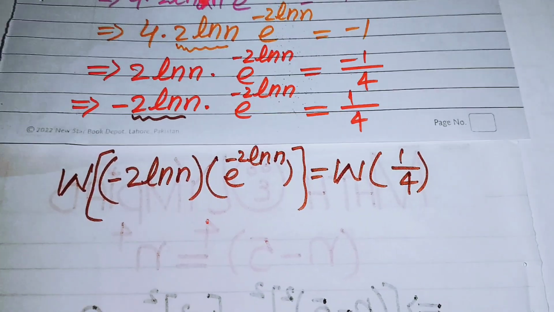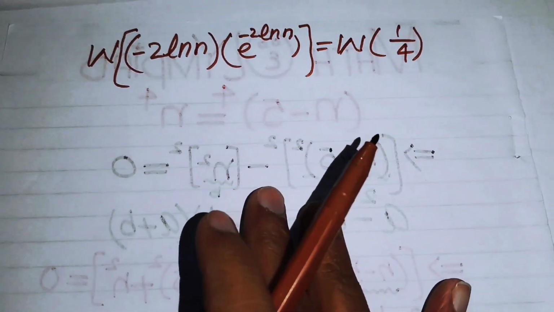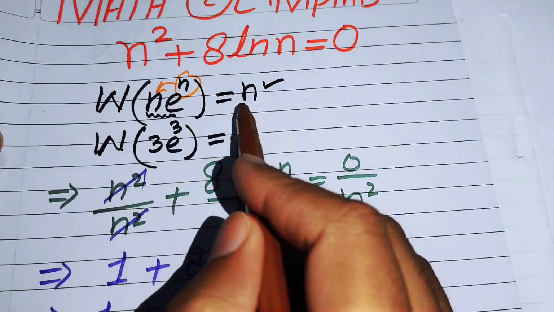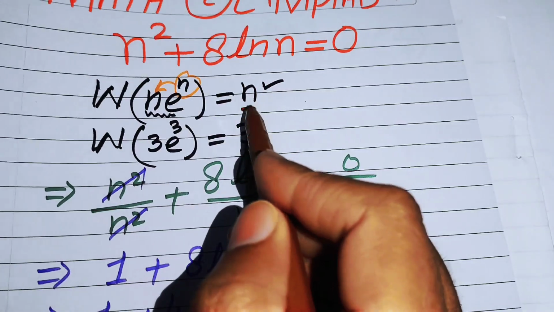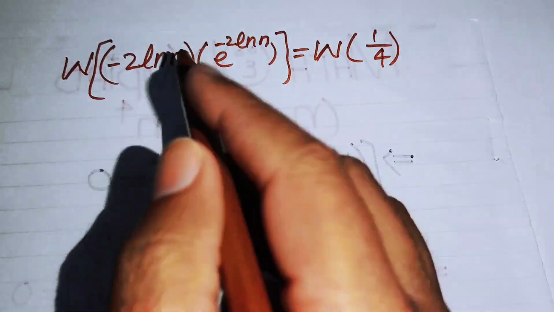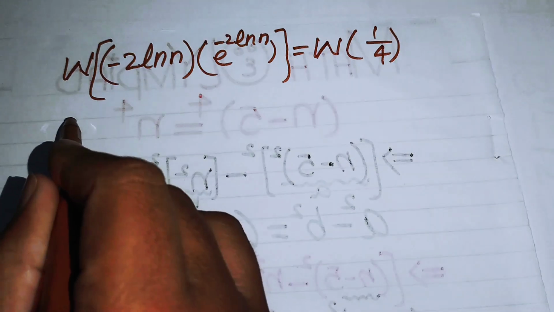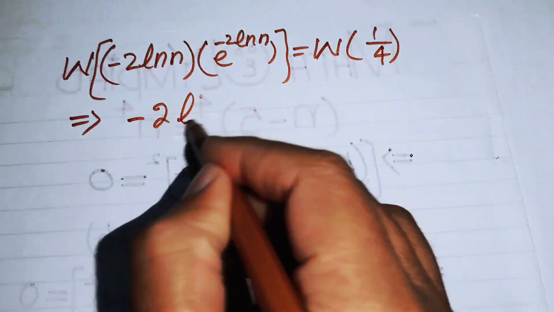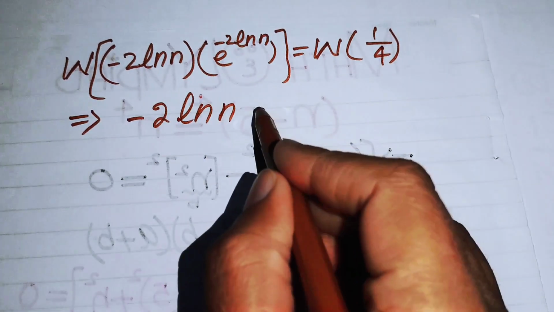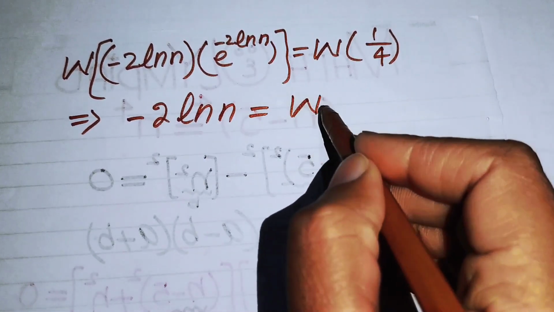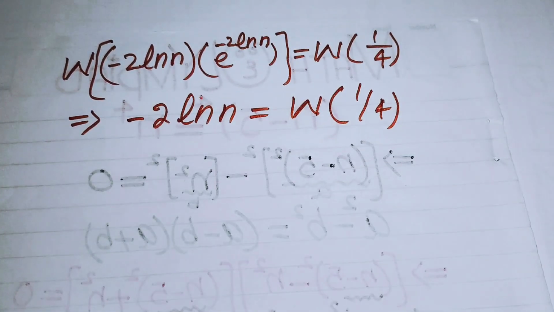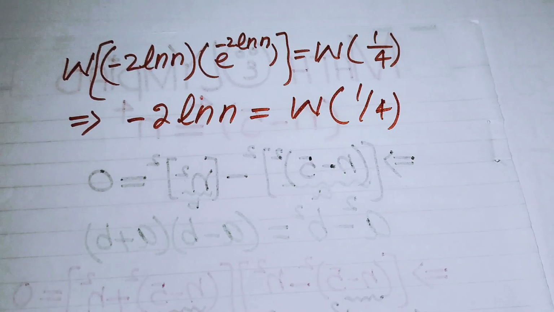So in the next step we will use the definition of Lambert W function, and you know that the output of this function equals the exponent of e, which is n. So here you have the exponent of e is minus 2 times ln of n, so the output of this function equals minus 2 times ln of n, and this whole equals W of 1 over 4. So in the next step we will make a little bit of simplifications.